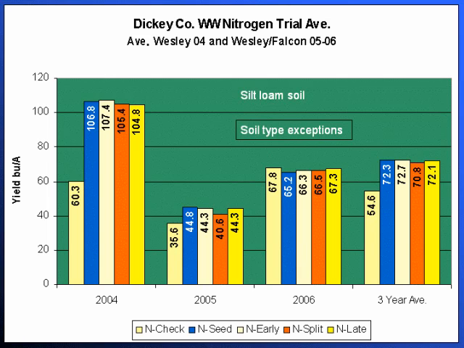You'll see that the yields are basically the same, 72.7, N split 70.8, and then the N late was 72.1. The N late would have been about that 5-leaf stage of application, and then the split would have been half at the early stage and half at the late stage. So you can see there's really no difference in the yields. And this was done on silt loam soils.